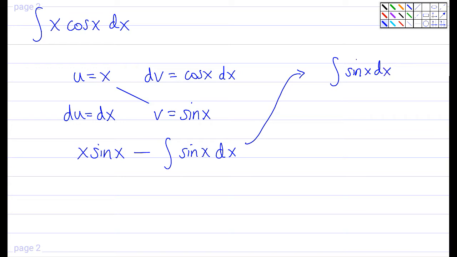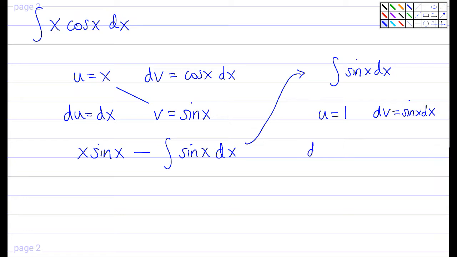There's absolutely no reason why we can't apply integration by parts to this integral as well. In this case, I'm going to set u equal to 1. No reason I can't do that. That's a perfectly good function. And dv is going to be sine x dx. I do the same thing I've always done.